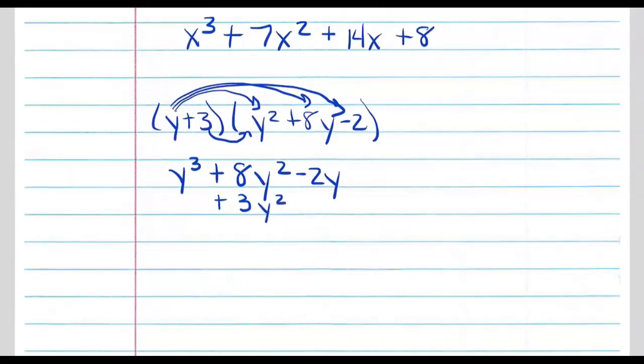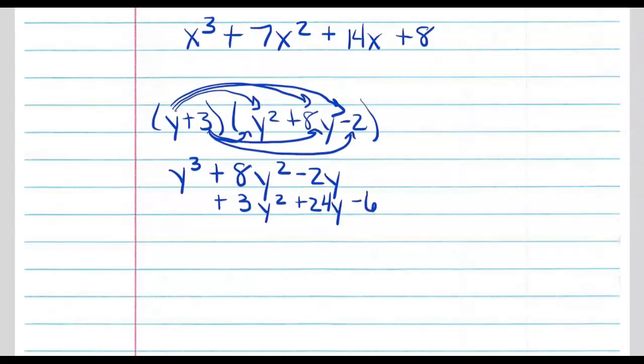And then I'm going to take 3 times 8y. Well, that would be plus 24y. And so I'm going to put the 24y with like terms. It's important you're lining up the like terms when you do such a setup with this method. And 3 times negative 2, well, that's negative 6.